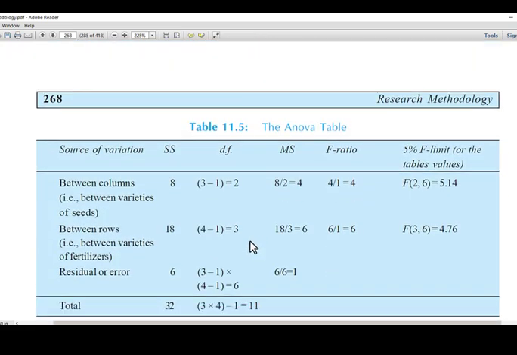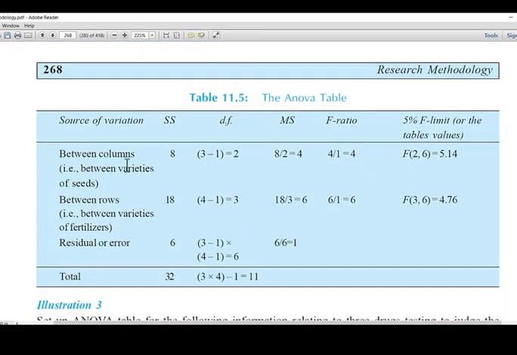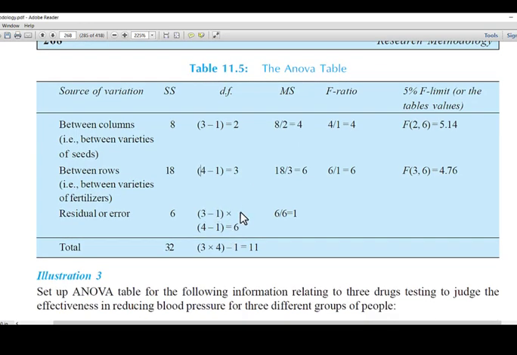And their degrees of freedom. As there are 3 columns, C minus 1, 3 minus 1, 2. Here, number of rows are 4, so 4 minus 1, 3. And residual error, C minus 1 multiplied by R minus 1, 3 minus 1 into 4 minus 1. It is 2 into 3, 6. Then total. Total we have seen as SS 32. And here CR minus 1. C is 3, R is number of rows 4. So 12 minus 1, that is 11.